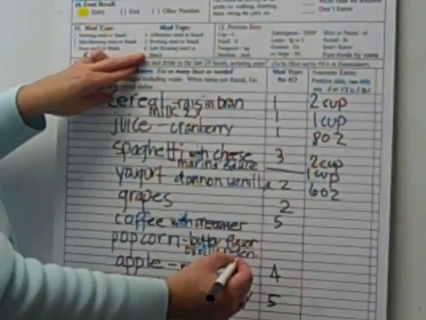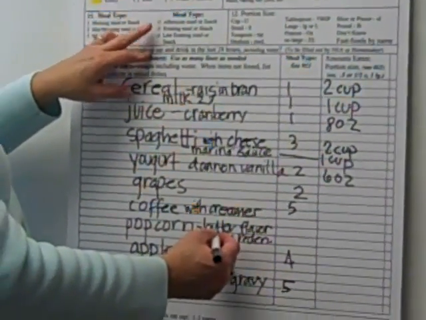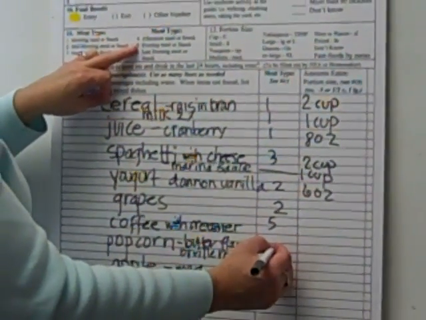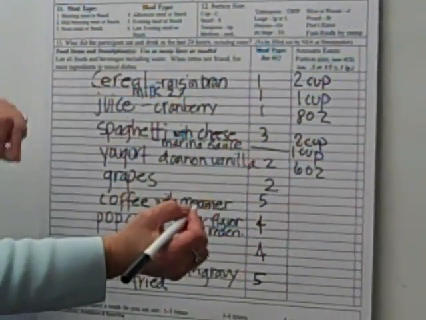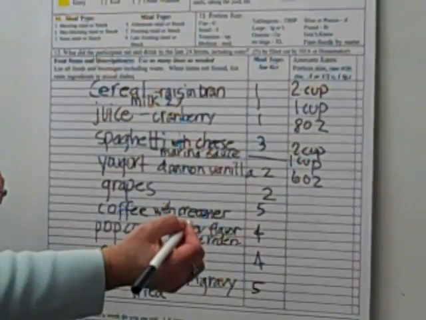Late evening meal or snack. Oh, when did I have that popcorn? That's right, that was the afternoon too. I had that 4. Late evening meal or snack. I didn't have anything in the late evening meal or snack.